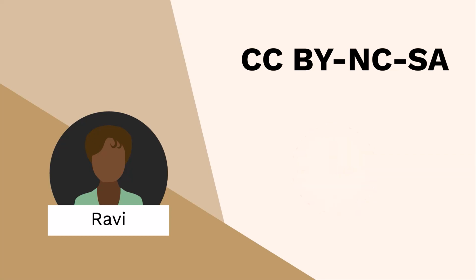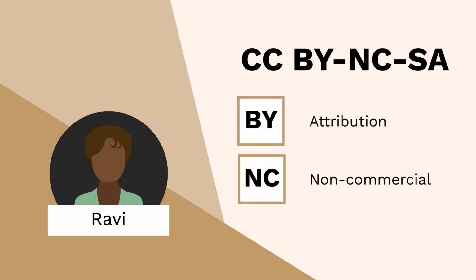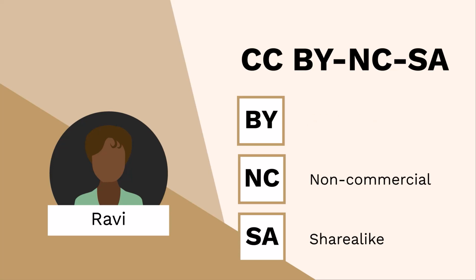In this case, Conestoga faculty member Ravi is able to ensure that he credits the original creator and doesn't use the textbook for any commercial purposes. The SA on the license indicates that if there are any changes made, that they should also be published for others to use in the future. So while Ravi is able to remix and repurpose this OER, he must also share the updated version with the same CC BY NC SA license for others too.